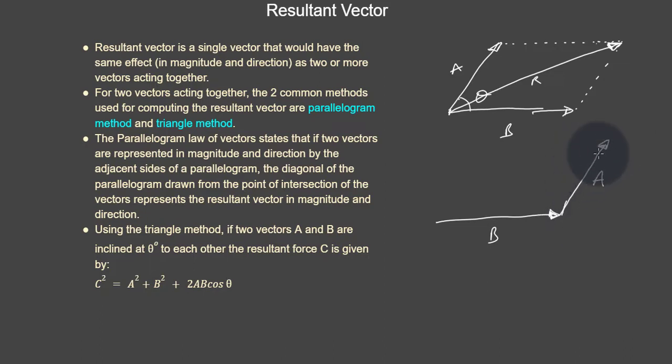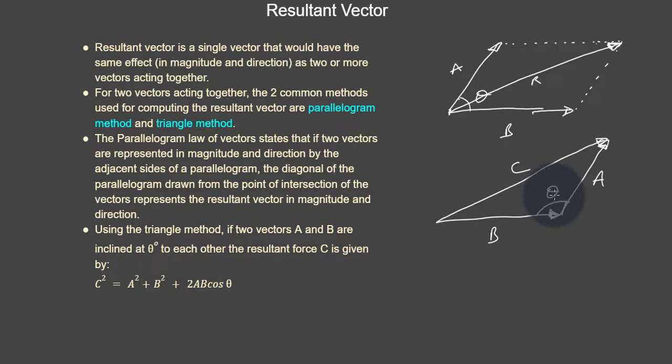Now the triangular law of vectors states that the third side represents the resultant vector, in both magnitude and direction. So what this means is this C represents the resultant vector. And how do you calculate C? This represents the angle of intersection. They are inclined to each other at angle theta.